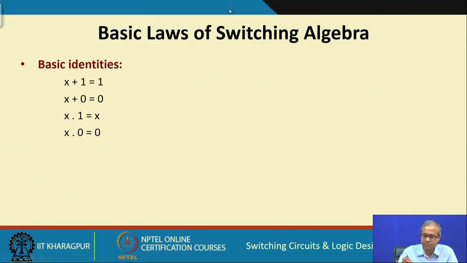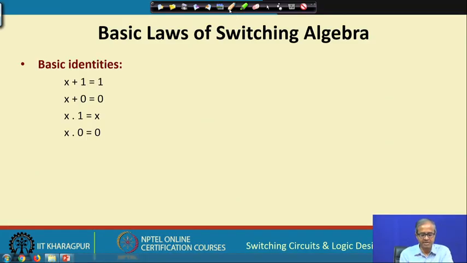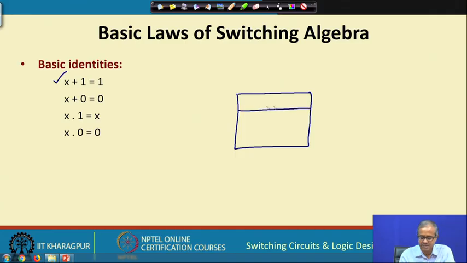I said that you can prove them by the method of perfect induction. It is fairly easy. Let us look at the first one. If we construct a truth table, here there is a single variable, only x. So, x can be either 0 or 1. I am listing x plus 1 because the left hand side is x plus 1. Plus is OR. You look at the truth table of an OR gate.